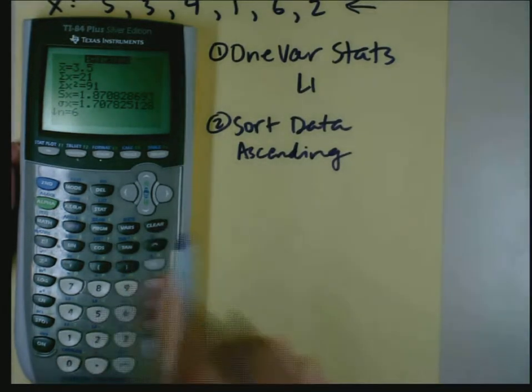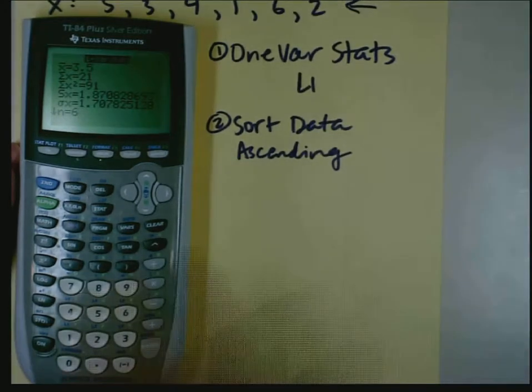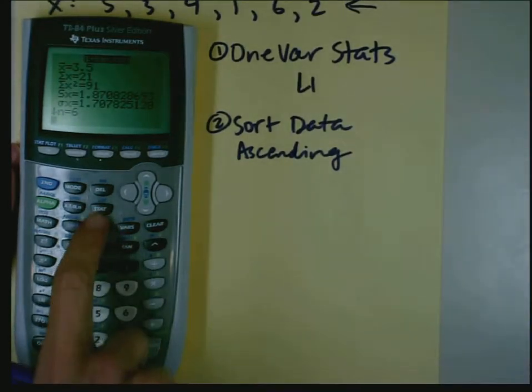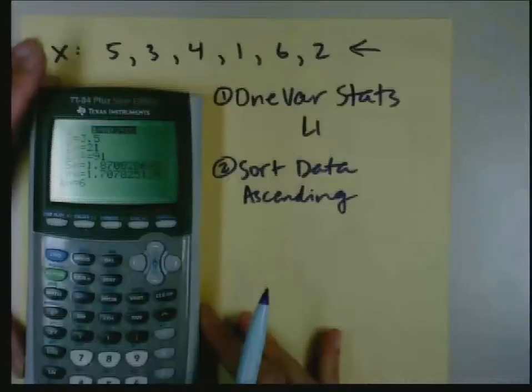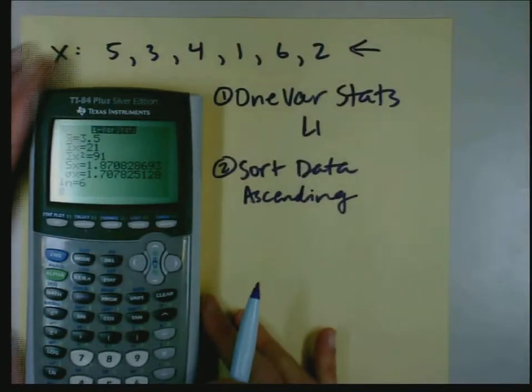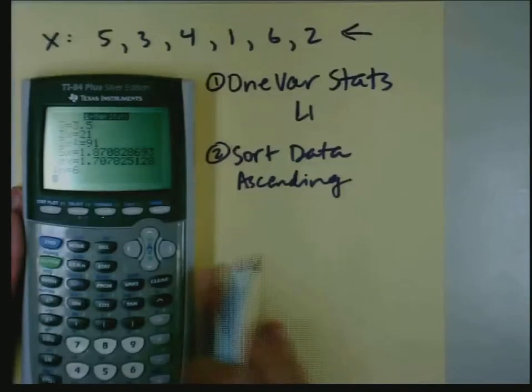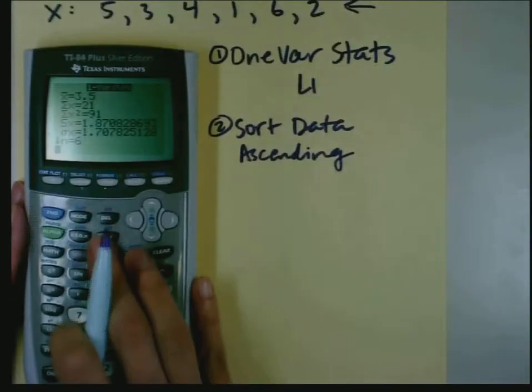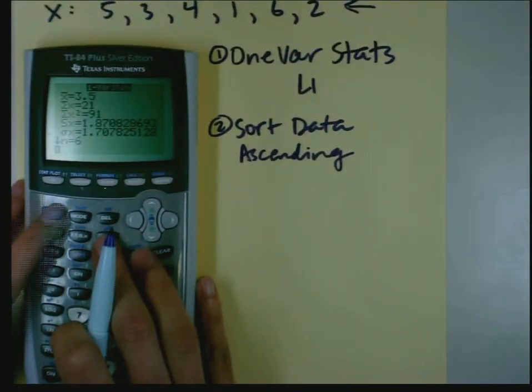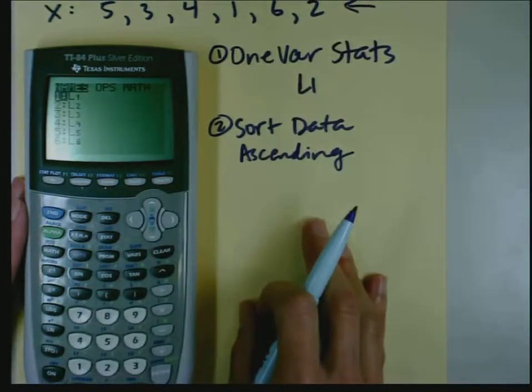To sort your data, I'm going to go into not the stat menu, but the list menu instead. Remember that my data, here it is right up above, was not in order. So 5, 3, 4, 1, 6, 2. Let's put it in order. I'm going to go to the list menu. So I'm going to sort my list. So second, stat to get to list.